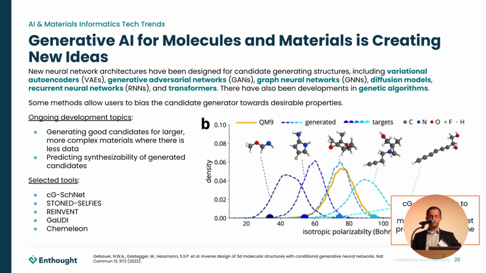Moving on, as some of these teams are pursuing novel products, there's been a lot of work to explore new neural network architectures and genetic algorithms to create generative AI tools, not for generating text or images, but for generating new crystal structures or molecules. Some, like CGSNet, shown in the bottom right figure, can even create novel molecules with desirable properties. In this example, you can see that even though the model was trained on the QM9 dataset, that distribution is shown in the yellow. This has an isotropic polarizability property distribution shown there.